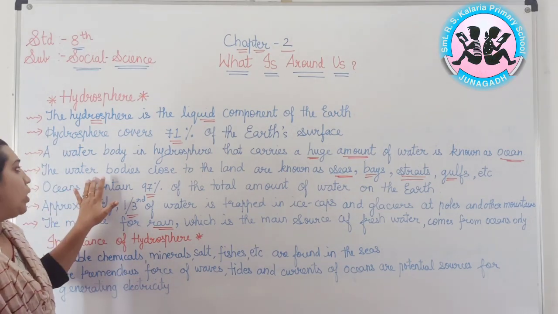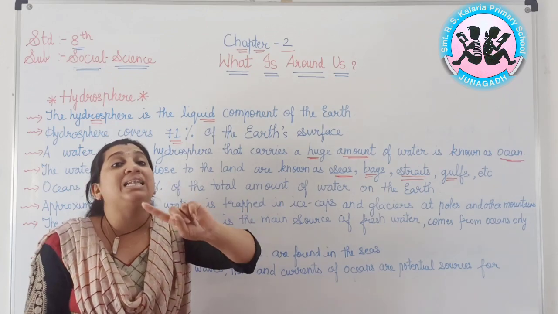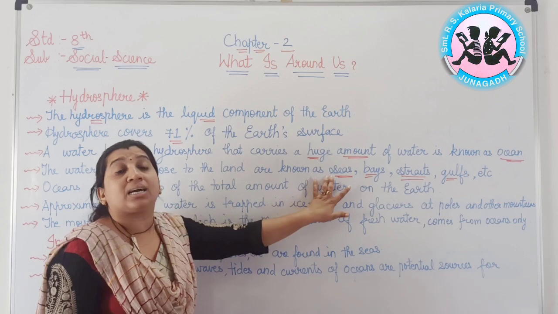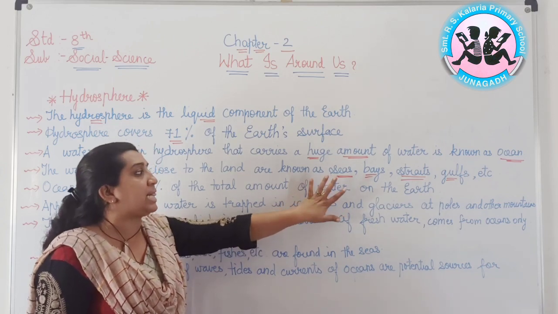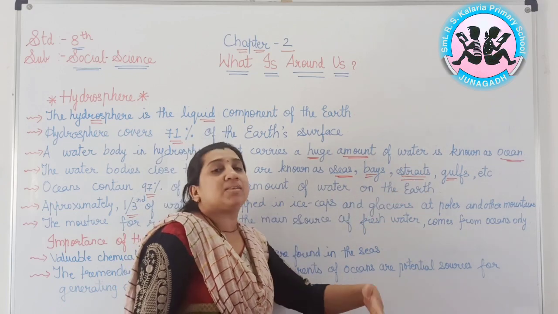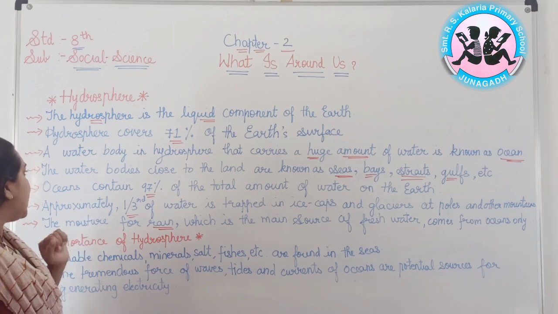Now here, some water bodies are close to the land. The ocean is away from the land surface area. But these particular water bodies are connected with the land surface area. They are seas, bays, straits, gulfs and many more. But the ocean is away from the land surface area.